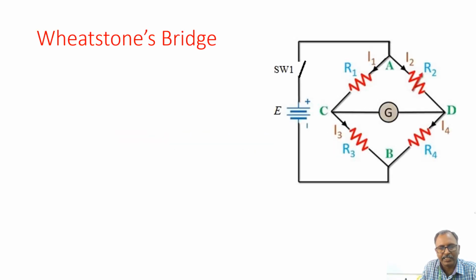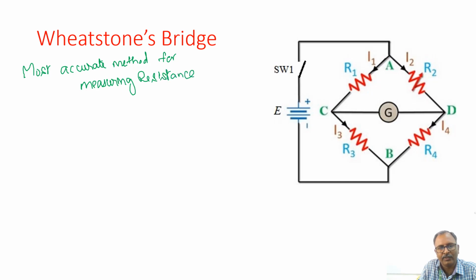Wheatstone Bridge is the most accurate method that is available for measuring resistance, and the arrangement for measuring the resistance by using Wheatstone bridge is as shown in this figure.